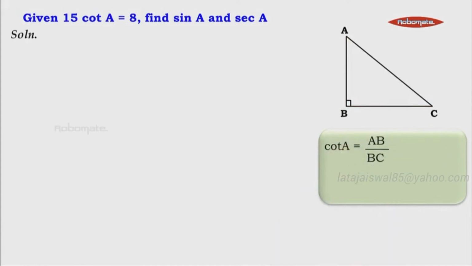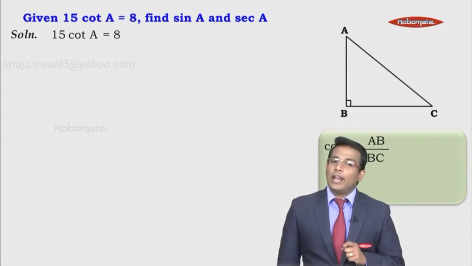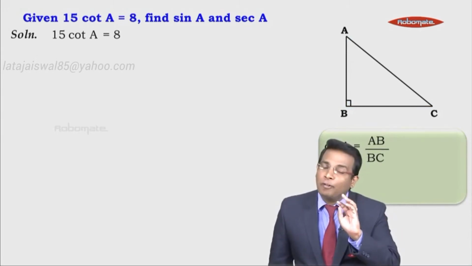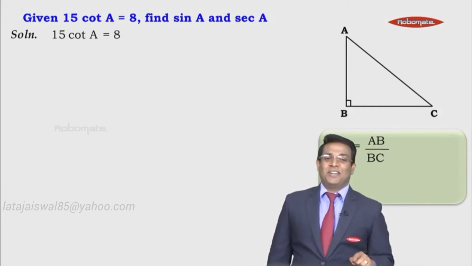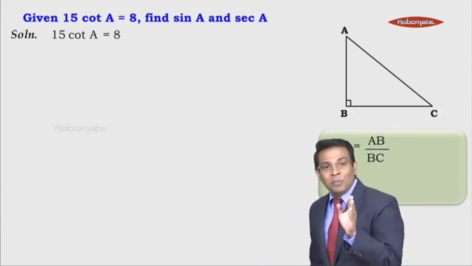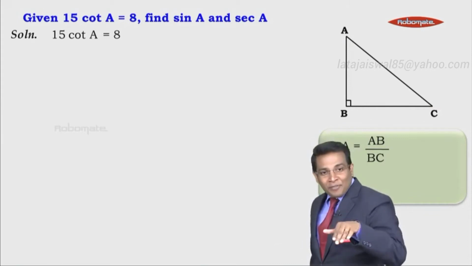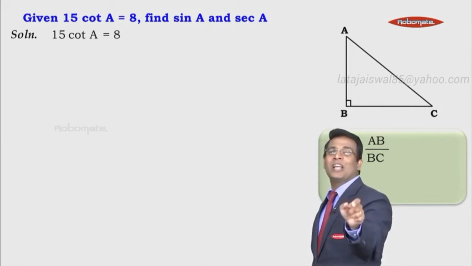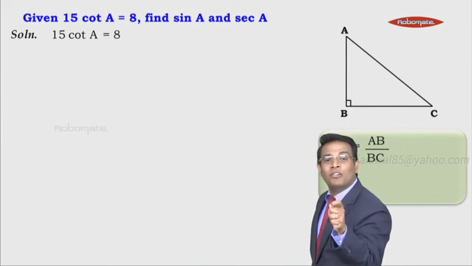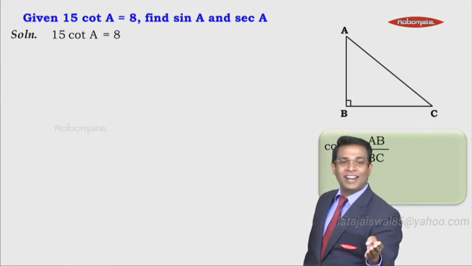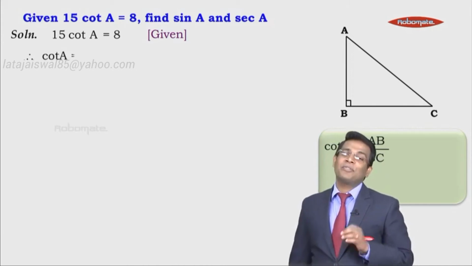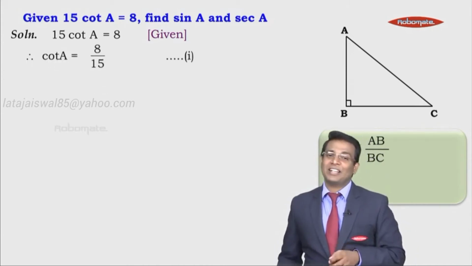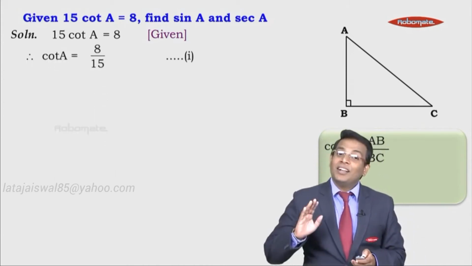Now the next, in the given information, they say 15 cot of A is equal to 8. From this given information, can we get the value of cot A? Yes, because we need to know at least one trigonometric ratio value so that we can find the other. From the given information, what is cot of A? Just shift 15 onto the right hand side. So we'll get cot of A is equal to 8 by 15, right? This is what we have.